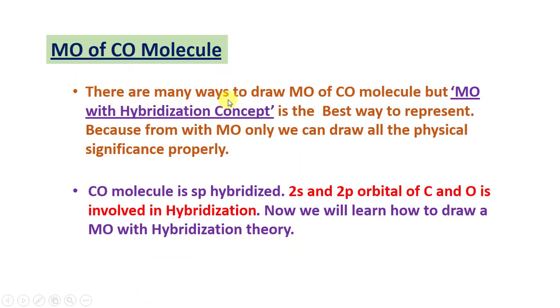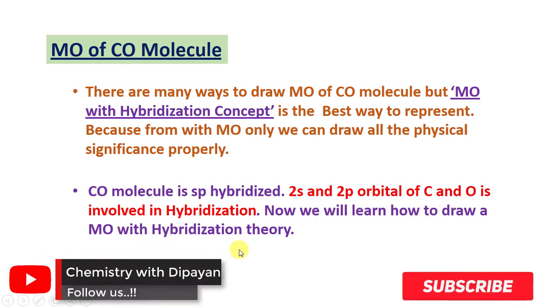There are many ways to draw the MO of CO molecule, but molecular orbital with the hybridization concept is the best way to represent it, because from the molecular orbital only we can draw all the physical significance properly. The CO molecule is sp hybridized, and the 2s and 2p orbitals of carbon and oxygen are involved in hybridization. Now we will learn how to draw an MO with hybridization theory.